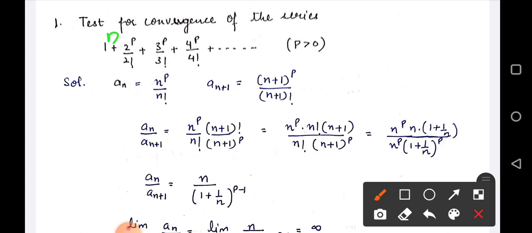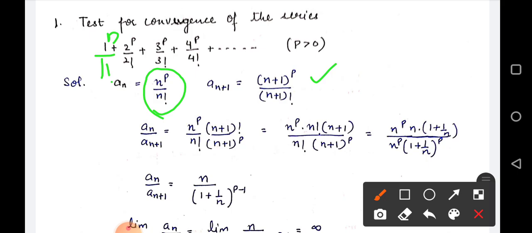This is about the numerator. Now the denominator: it is 1 factorial, 2 factorial, third term 3 factorial, fourth term 4 factorial. So the nth term is n factorial. So an is n to the power p upon n factorial. an plus 1 is obtained by replacing n with n plus 1. So we have n plus 1 to the power p upon n plus 1 factorial.